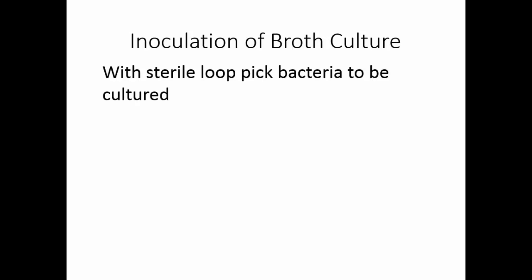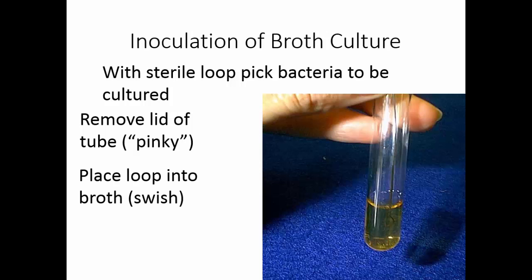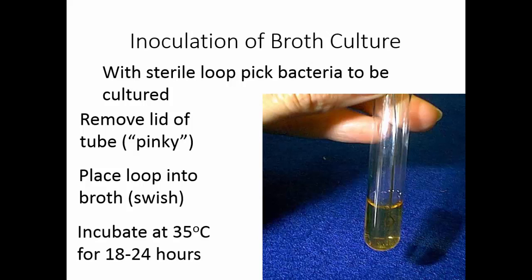To inoculate a broth culture, you're going to use a sterile loop to pick up the bacteria you want to culture. You will need to remove the lid from the broth tube using your pinky finger and keeping the lid in your hand. Place the loop into the broth and swish it around a little bit. You will then put the lid back on the tube, put the tube in a test tube rack, and incubate the tube at 35 degrees centigrade for 18 to 24 hours.